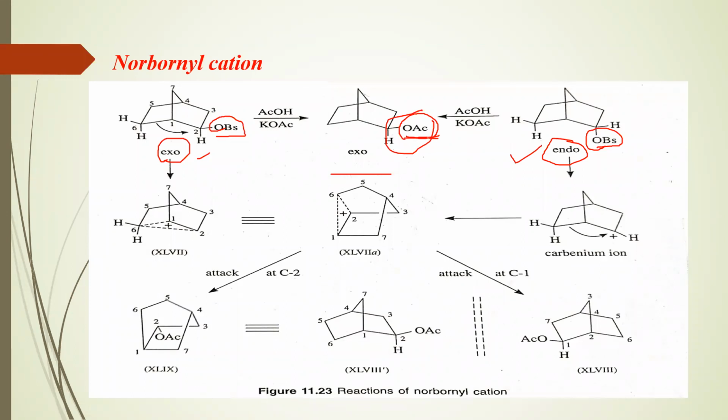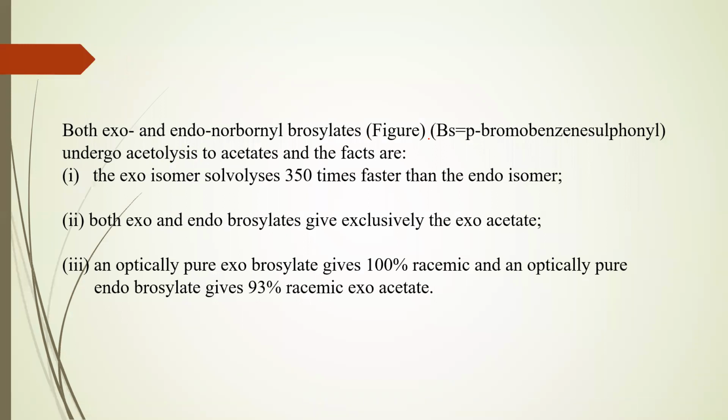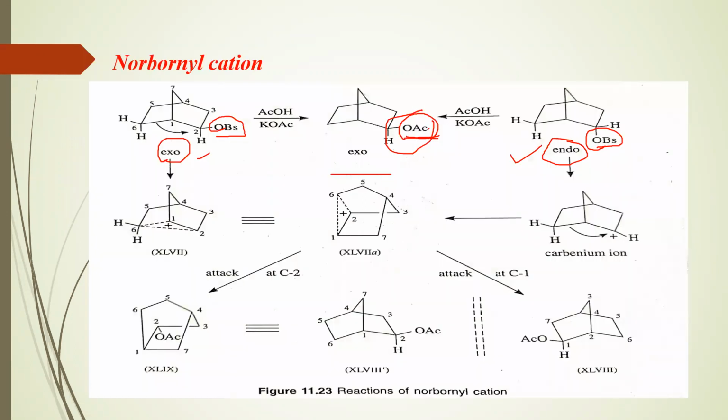On the third point, optically pure exo brosylate gives 100% racemic exo acetate, and optically pure endo brosylate gives 93% racemic exo acetate. In this case too, the optically pure exo brosylate gives 100% racemic product. This reaction gives the norbornyl cation, the formation of the cation.